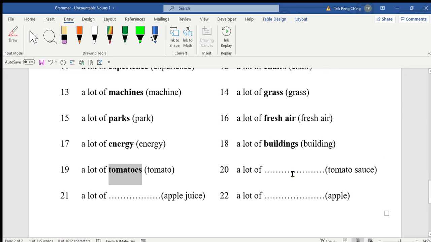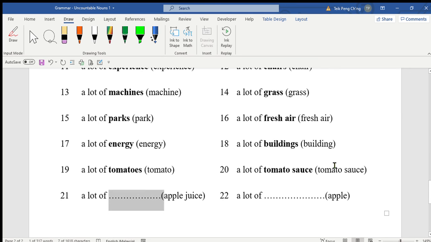And 20, a lot of tomato sauce. Okay, sauce, tomato sauce itu dia tak ada bentuk yang tetap kan. Kalau sauce itu tak ada bentuk yang tetap, dia macam apa? Cecair, okay? So kalau benda yang tak ada bentuk yang tetap, kita anggap dia uncountable noun, okay?